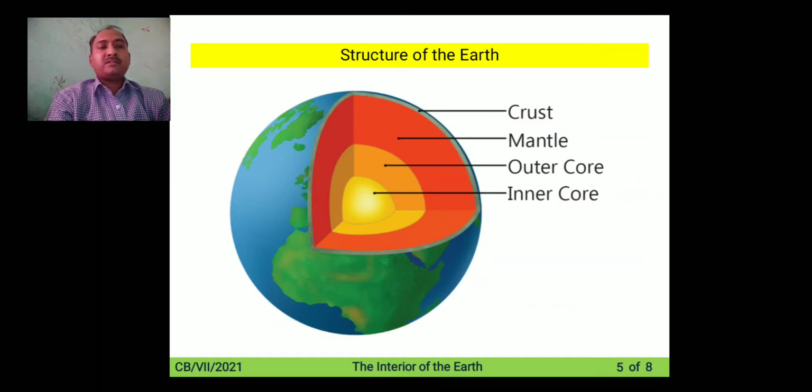Then just below it there is another layer, known as the mantle. Just below the mantle there is the outer core, and just below the outer core there is one more layer, called the inner core. So this is the structure of the earth, which is clearly shown through this diagram.